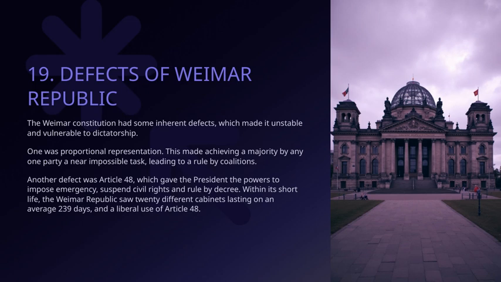authoritarian tendencies. These weaknesses in the Constitution ultimately undermined the democratic foundation of the Weimar Republic and opened the door for more radical forces to seize power. Understanding these flaws helps us see why the Republic struggled so much from the very beginning.